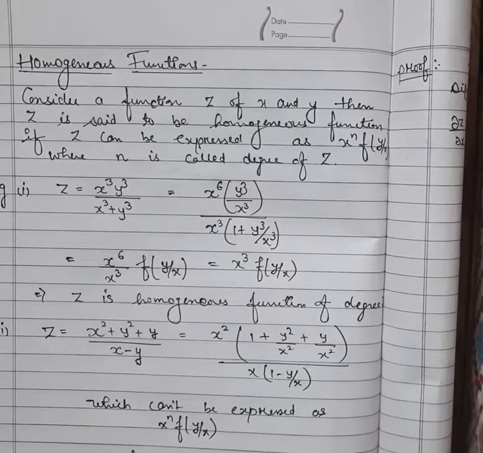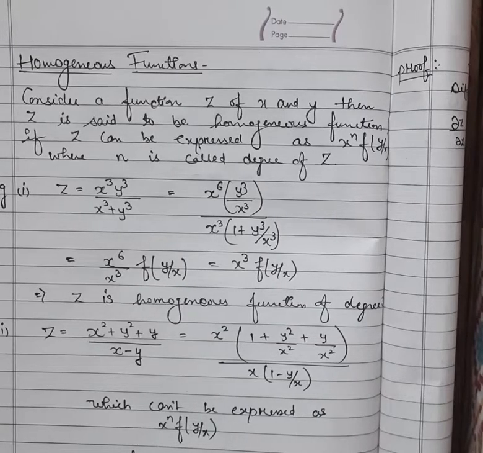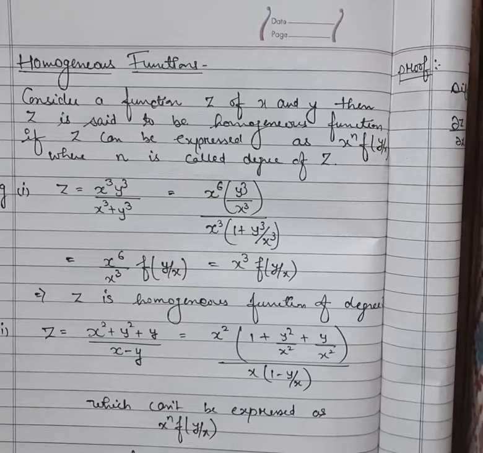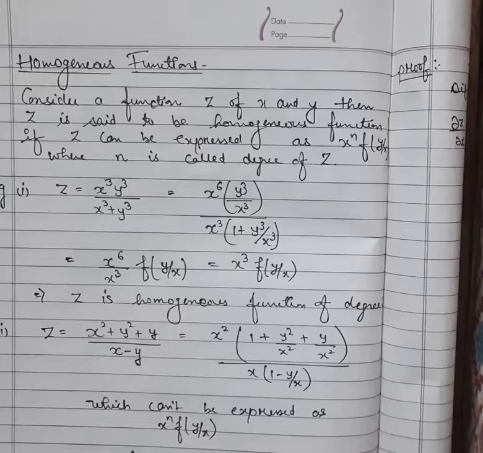Hello students, in this video we will cover some more examples of partial differentiation in context of homogeneous functions. Let's start with the definition first. What is a homogeneous function? Consider a function z of x and y. Then z is said to be a homogeneous function if z can be expressed as x raised to power n f of y by x, and n is called the degree of z.